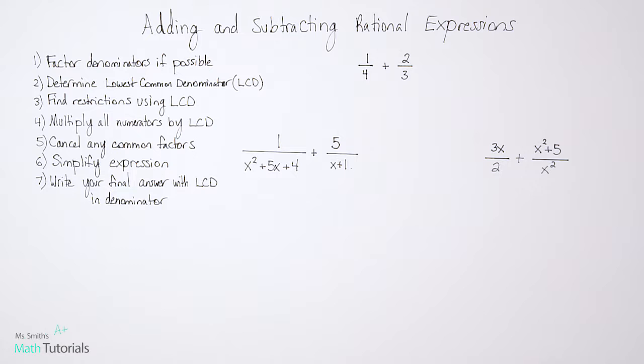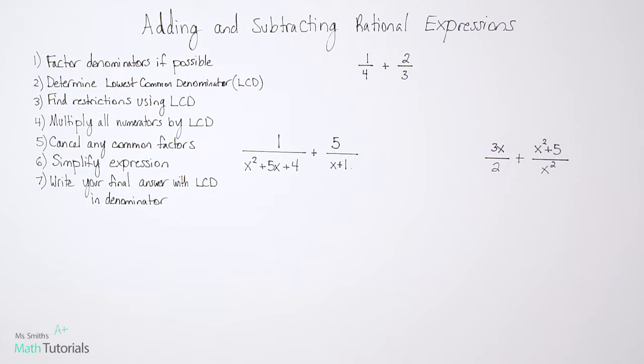I'm Miss Smith. In this video, we're going to be talking about adding and subtracting rational expressions. We're going to follow some steps to do that. Our first step is going to be to factor the denominators if possible. Step 2 is going to be to determine the lowest common denominator or the least common denominator, which from now on I'll just refer to as the LCD. So we'll look at how to do that. In step 3, we're going to find any restrictions using that LCD. So we'll talk about that.